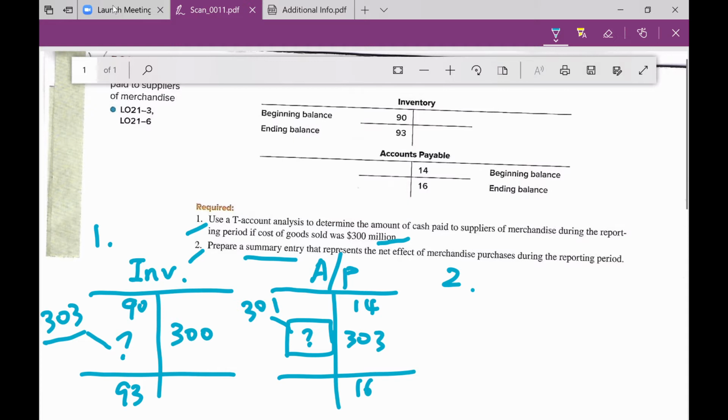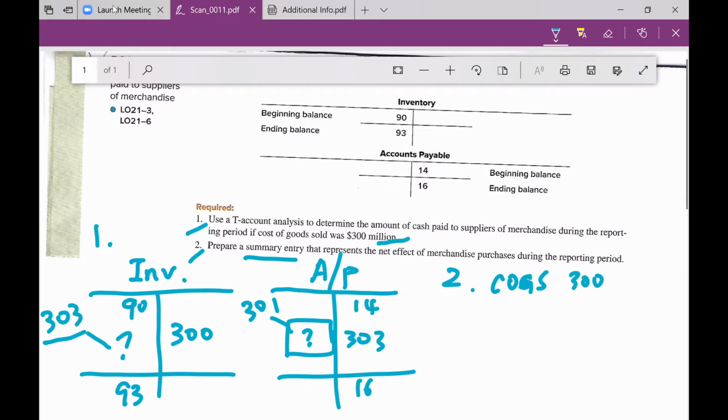How do you write a summary journal? You put everything together. In this case, we already know we need to make a cash payment, so we should credit cash. Then you look at inventory, accounts payable, and cost of goods sold, which are all related. Cost of goods sold should be debited, for 300.